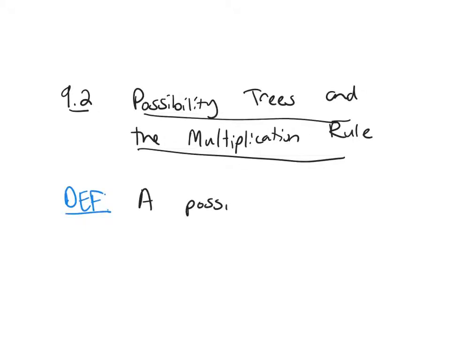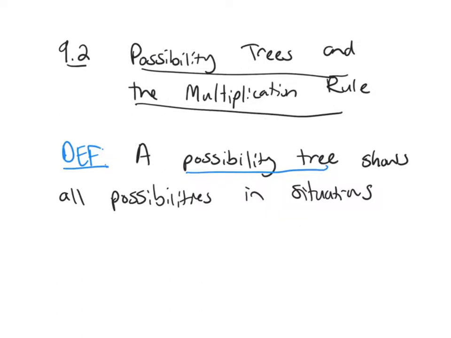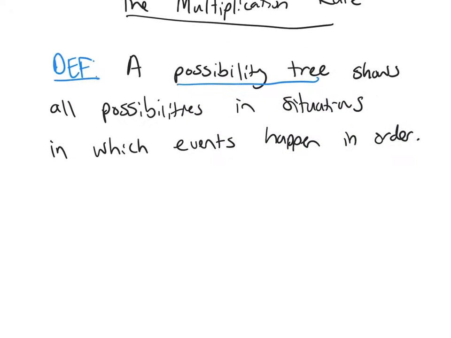A possibility tree shows all possibilities in situations in which events happen in order. So we're going to look at an example.